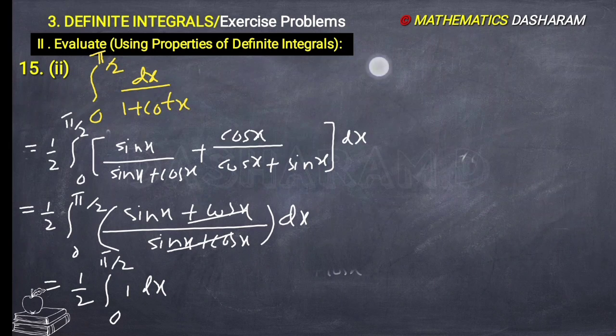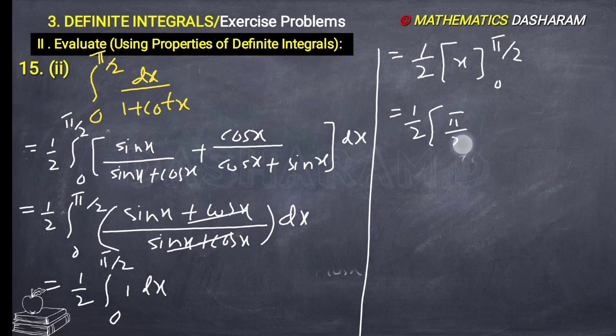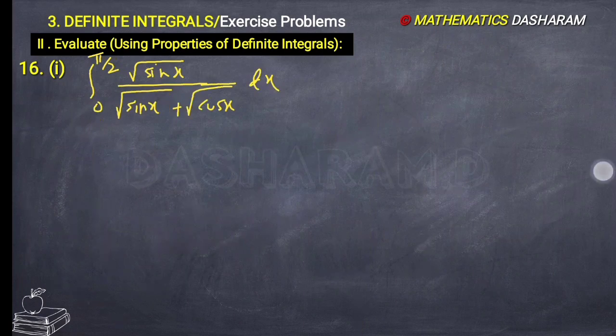So then it is equals to 1 by 2 integral 0 to pi by 2. Integration of 1 dx is x, 0 to pi by 2. So 1 by 2, substitute the upper limit pi by 2, next lower limit. So 1 by 2 into pi by 2 minus 0 is pi by 2. So 2 2s are 4. Pi by 4 is our required answer.